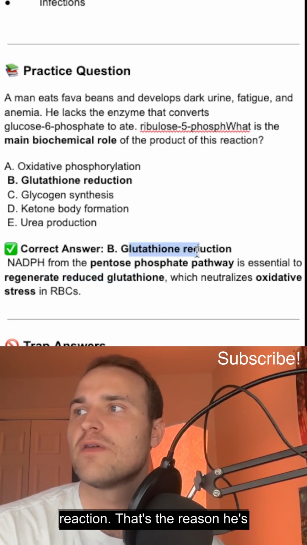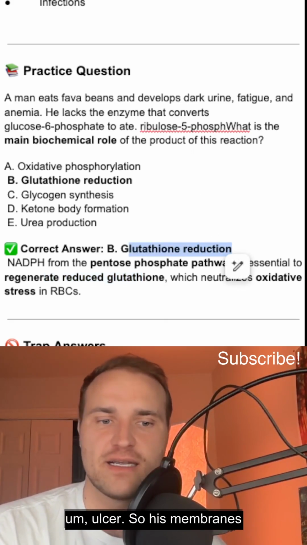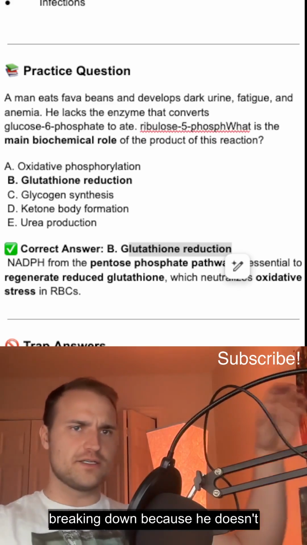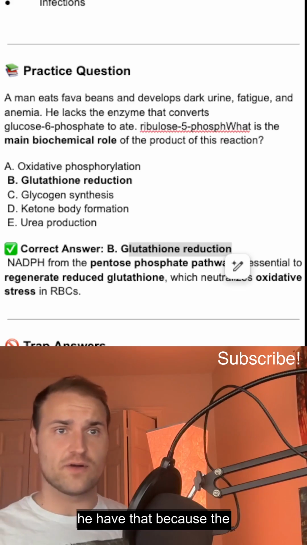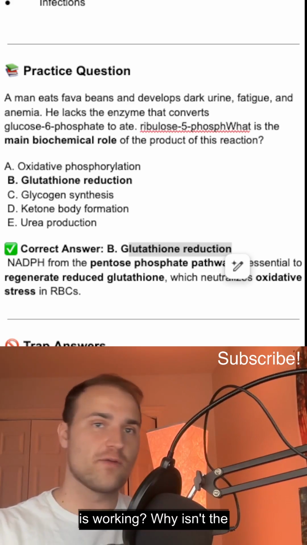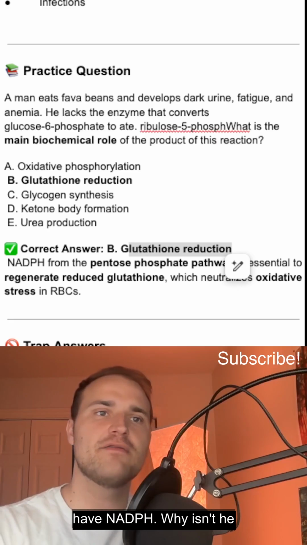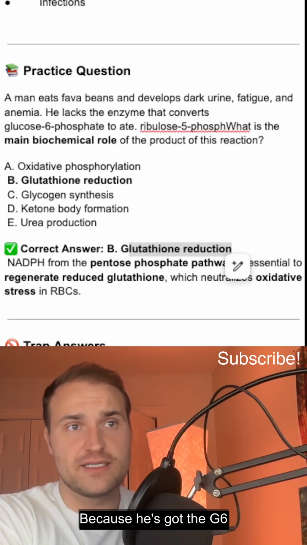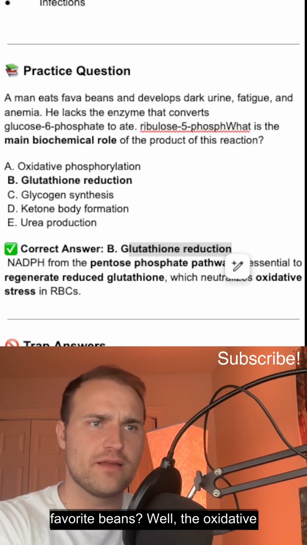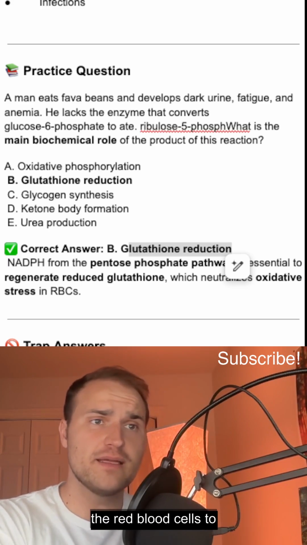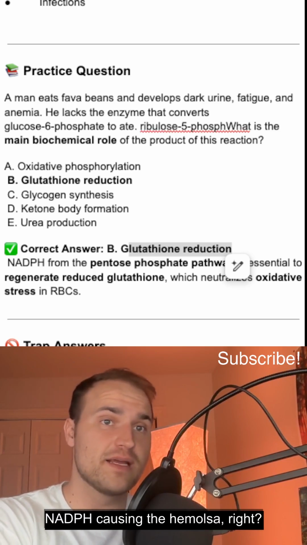So yeah, this is a glutathione reaction. That's the reason he's having his hemolysis. So his membranes are just going to be breaking down because he doesn't have an antioxidant defense in his red blood cells anymore. Why doesn't he have that? Because the PPP isn't working. Why isn't the PPP working? Because he doesn't have NADPH. Why doesn't he have NADPH? Because he's got the G6PD deficiency. Why is that problematic with eating fava beans? Well, the oxidative stress of the beans overwhelms the red blood cells that lack the NADPH, causing the hemolysis.